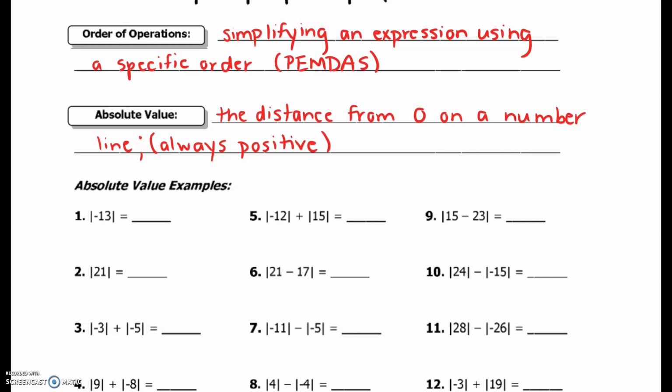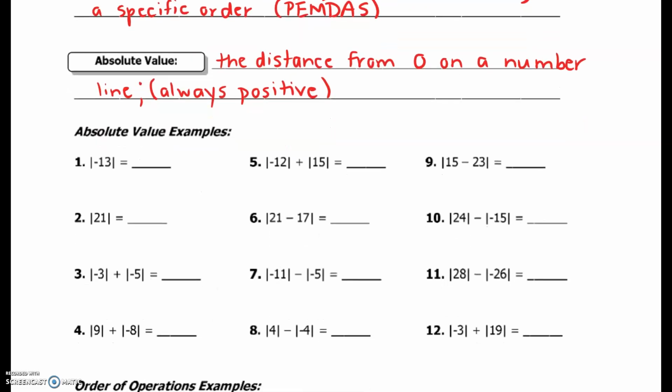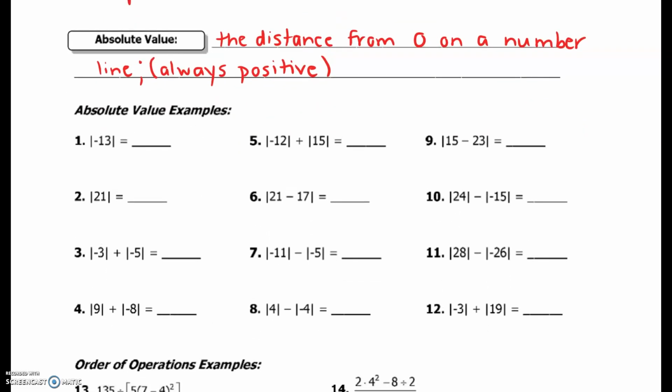So if we start off basic here, we look at number 1, we have the absolute value of negative 13. Well, that would turn into positive 13. The absolute value of 21 will remain positive 21. Now if I look at number 3, I have an absolute value of negative 3, that is positive 3, plus the absolute value of negative 5, that is positive 5. So 3 plus 5 would give us a positive 8 as the result in number 3.